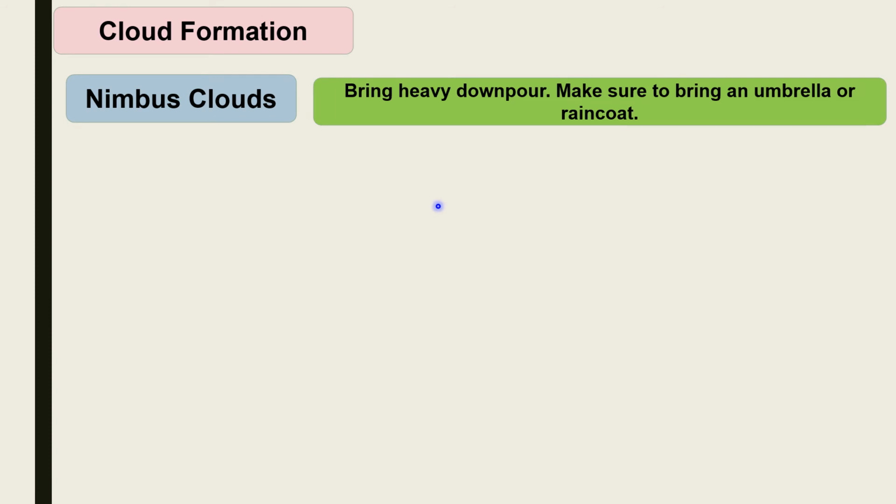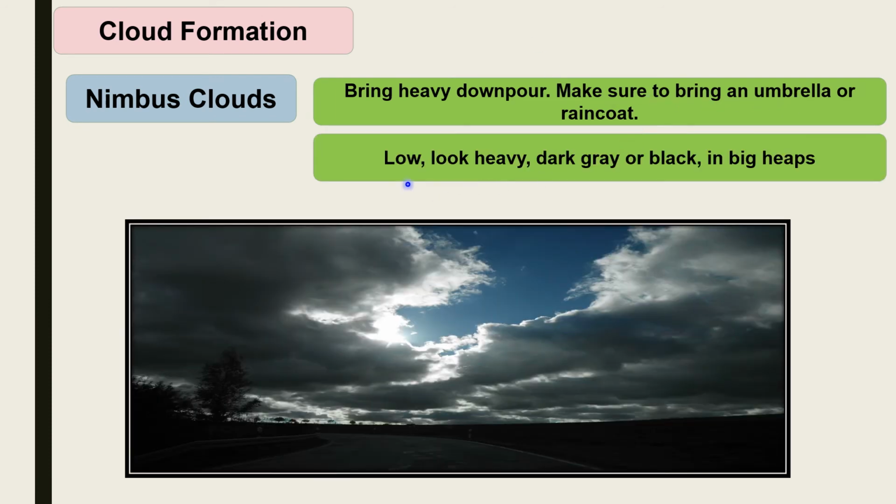And last is the nimbus cloud. It brings heavy downpour. Make sure to bring an umbrella or raincoat. Its characteristics: low, thick, heavy, dark gray or black in big heaps.